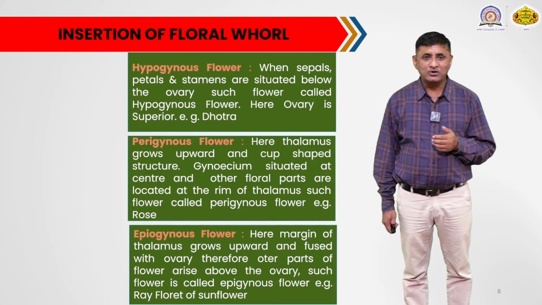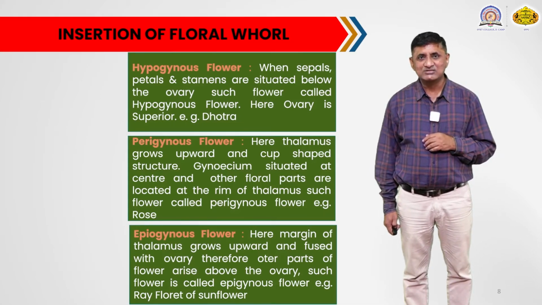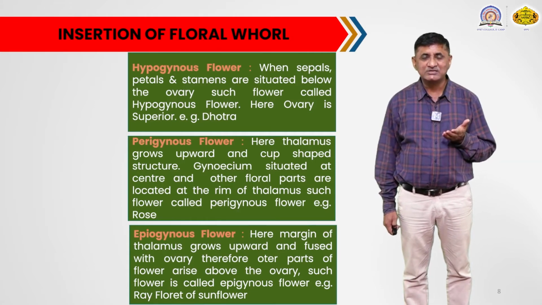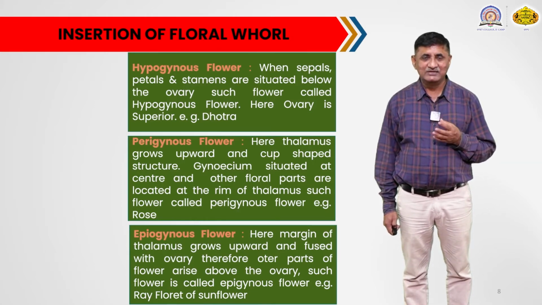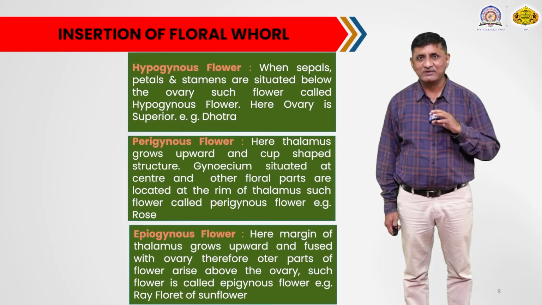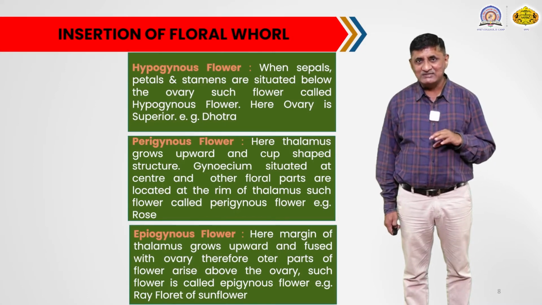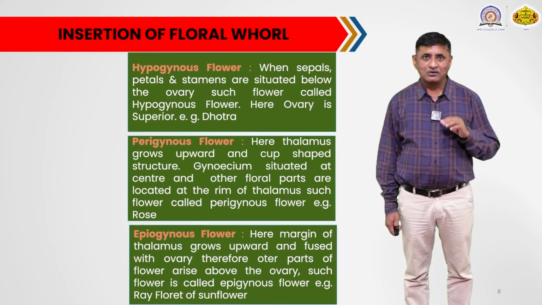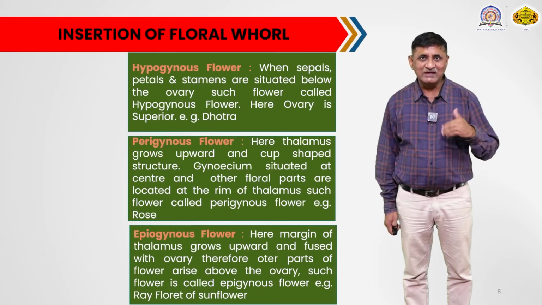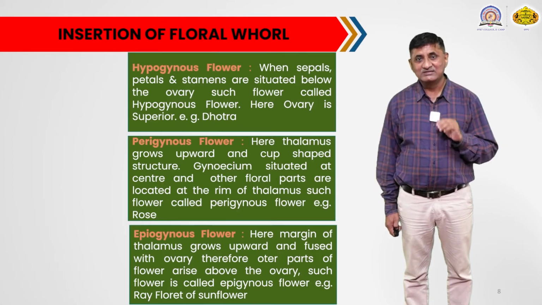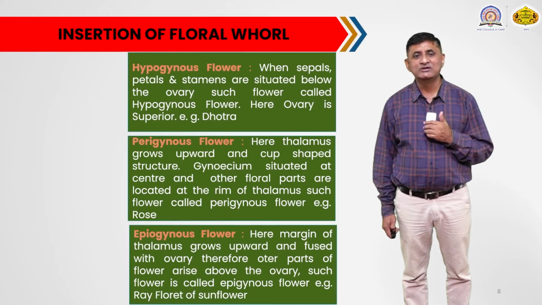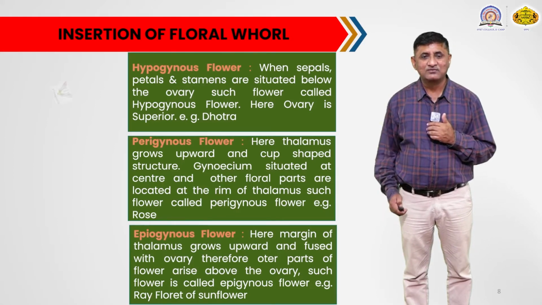So we will go to the next point of our today's study, that is the insertion of the floral whorls. I have already explained in the last video also that a typical flower has four floral parts: calyx, corolla, androecium and gynoecium, and these floral parts are inserted or present on the surface of the thalamus. So how are they inserted on the thalamus? It has a significance in the categorization of the flower. So now we want to see the insertion of the flower.